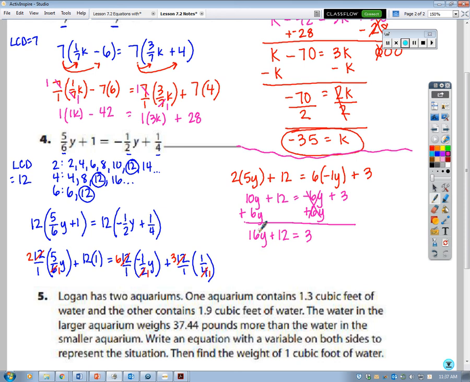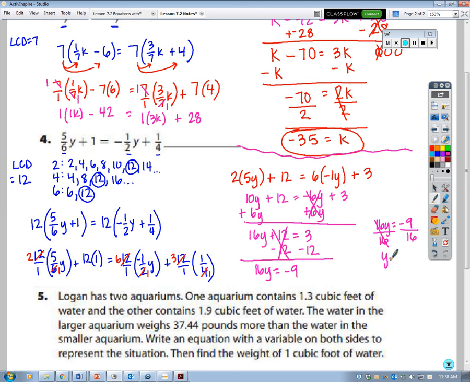Okay, I can't move this, so this is done, but I can move this. So I'm going to minus 12 from both sides. So I've got 16y equals, because this is gone, 3 minus 12, which is negative 9. Okay, so now I've got 16 times something equals negative 9. This is multiplication, so I'm going to divide. I ran out of room here, so I'm just going to go ahead and rewrite this over here. 16y equals negative 9. So I'm going to divide by 16.